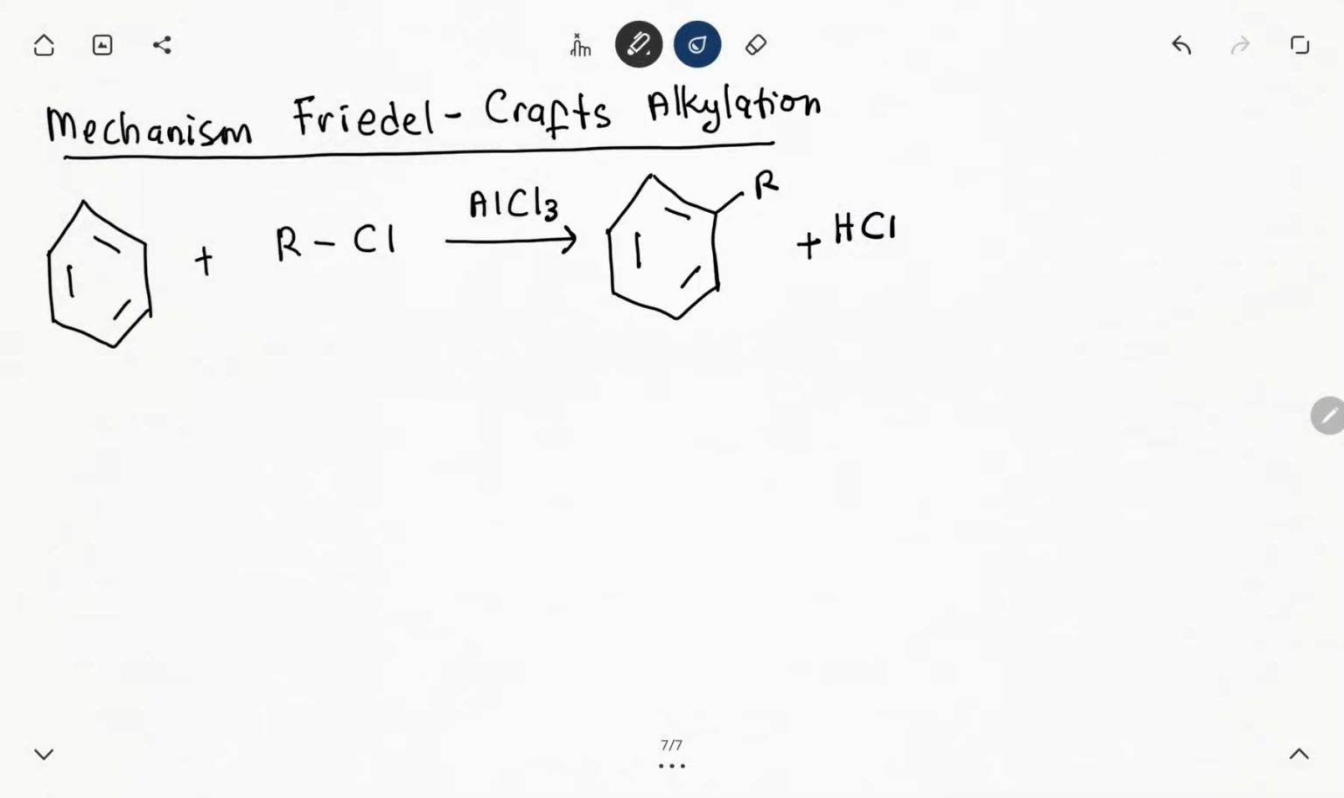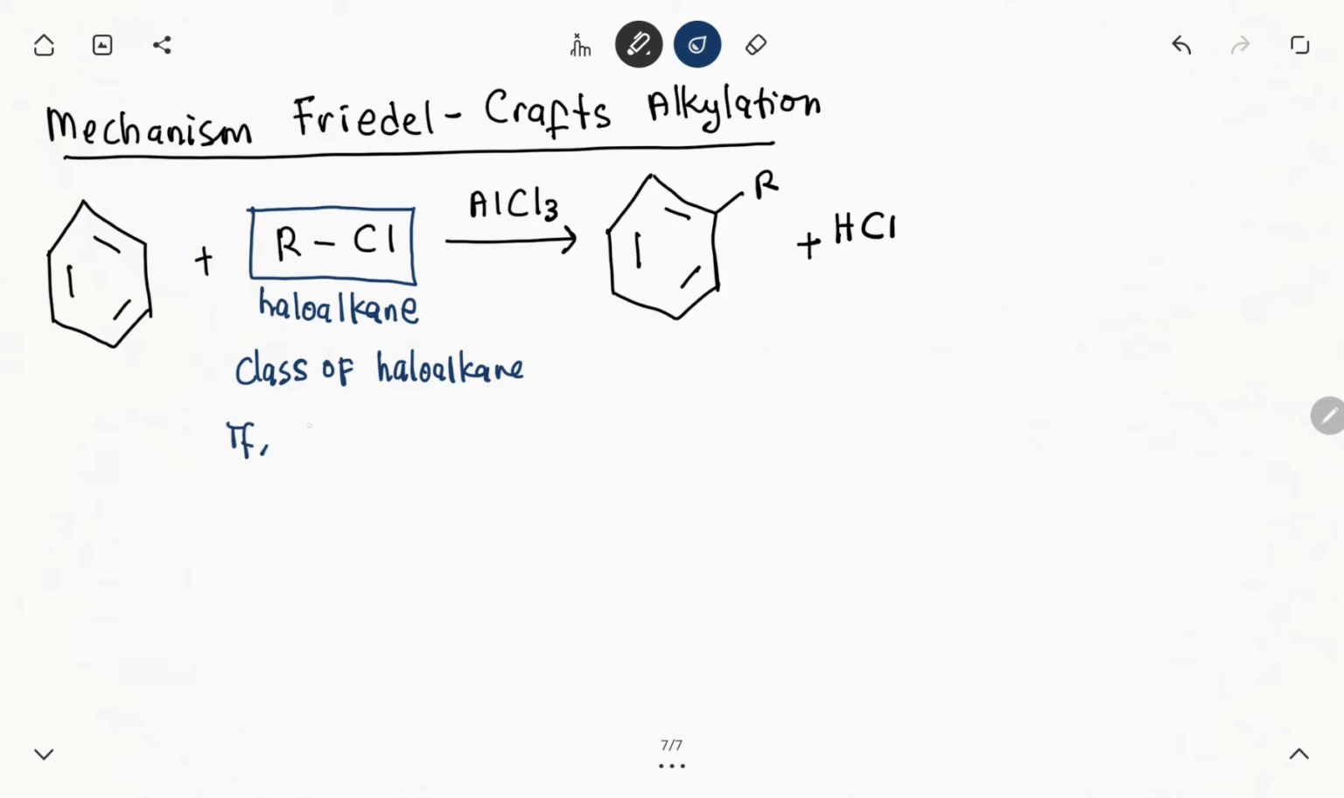Mechanism of Friedel-Crafts alkylation: we must be careful because our reagent is a haloalkane. In step number 1, where we try to generate the electrophile, you must first find out the class of the haloalkane. If we have a secondary or tertiary haloalkane, okay, in step number 1 we can form the electrophile species.